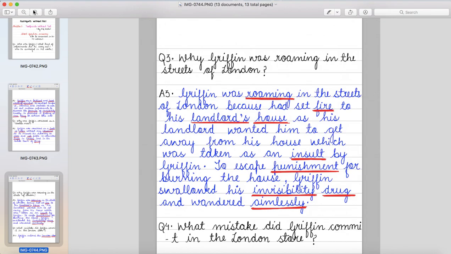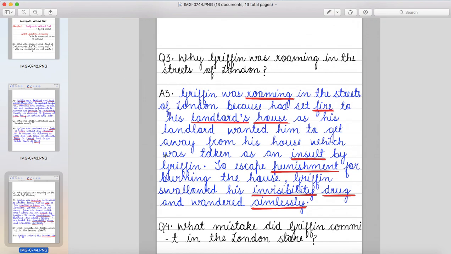Now the next question, question number 3: Why was Griffin roaming in the streets of London? Roaming means moving. So Griffin was roaming in the streets of London because he had set fire to his landlord's house, as his landlord wanted him to get away from his house, which was taken as an insult by Griffin. So he was roaming because he had set fire to his landlord's house. And why did he do that? Because his landlord wanted him to get away from his house and he took all this as an insult, right? So to escape punishment for burning the house, Griffin swallowed his invisibility drug and wandered aimlessly. Wandered means roam, move aimlessly. Aimlessly means without any aim.